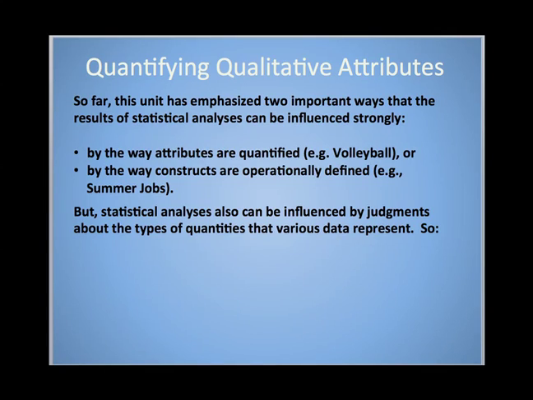So far, this unit has emphasized two important ways that the results of statistical analyses can be influenced strongly. First, by the way attributes are quantified, as in the volleyball problem. And second, by the way constructs are operationally defined, as in the summer jobs problem. But statistical analyses also can be influenced by judgments about the types of quantities that various data represent.